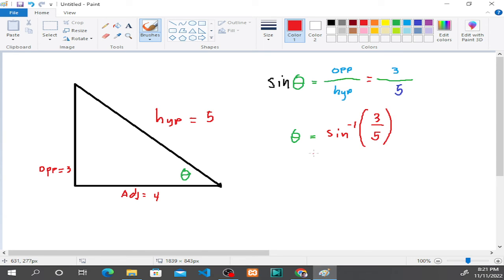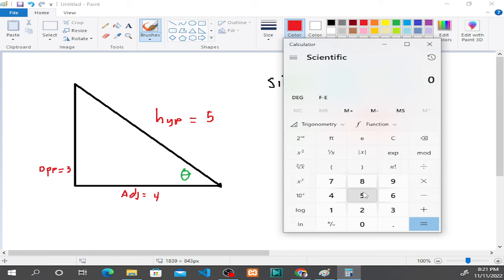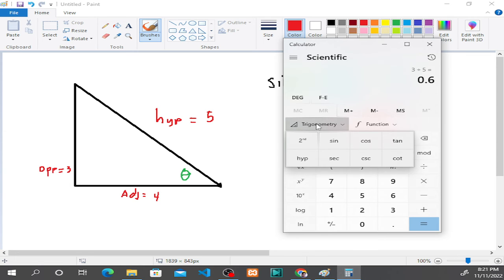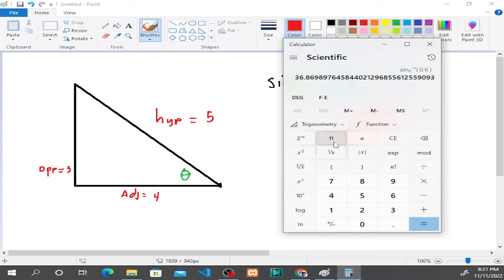Alright, so then you get your calculator. In the olden days, they used tables to find the value of the angle, but right now we have modern-day calculators that help us find the angle. So for convenience, we divide 3 all over 5, and then use this, and that's it. It's 36.86.